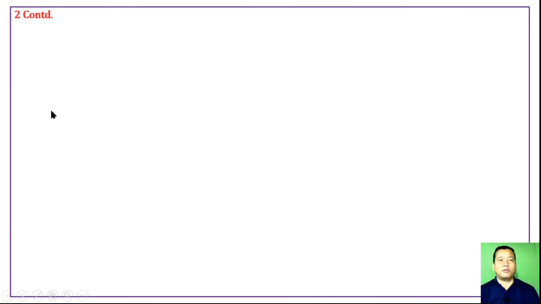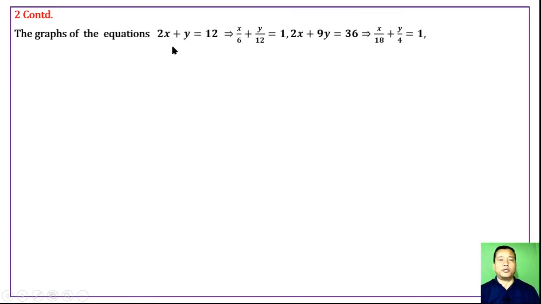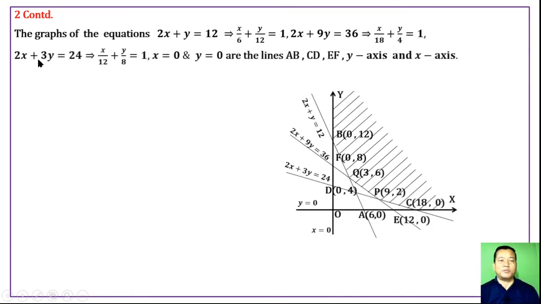Next, graph the equations 2x + y = 12, 2x + 9y = 36, and 2x + 3y = 24. The lines are A, B, C, D, E, F, and the Y axis and X axis respectively, as in this picture.